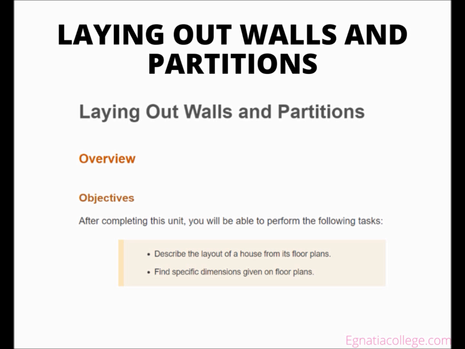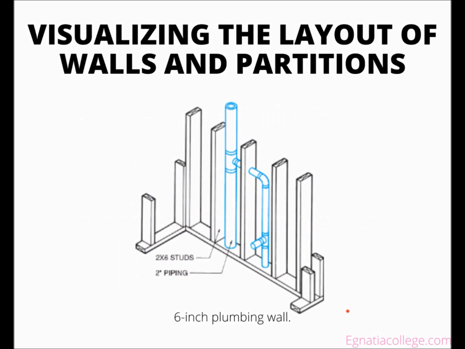Drawings 1-2 and 2-2 are the floor plans for the lake house. Of all the sheets in a set of construction drawings, the floor plans often contain the most information. Before looking for specific details on floor plans, it may help to mentally walk through the house. Start at the main entrance to the main floor and visualize each room as if you were walking through the house. Visualizing the layout of walls and partitions.